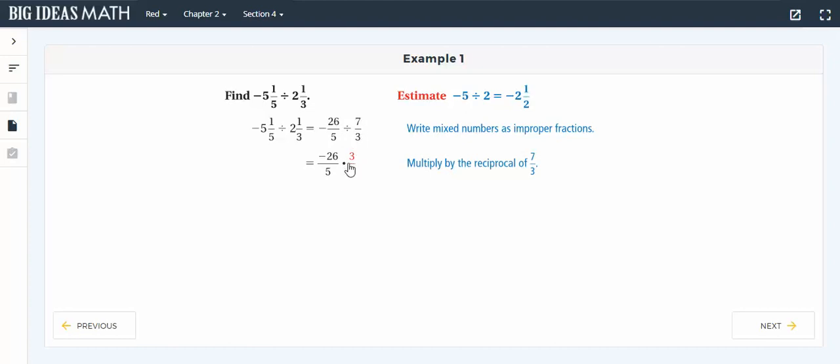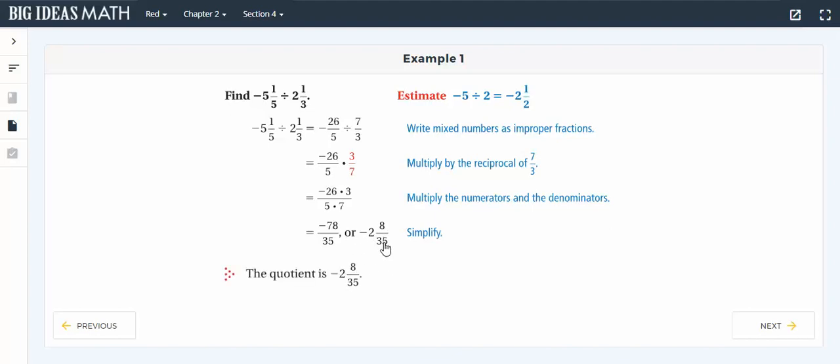Now, usually you could take a look at them and see if you could reduce early, but I'm not seeing that you can, with 7 and 5 and 3 all being prime. So we're done except for multiplying across. So 26 times 3 is 78, and 7 times 5 is 35. Being improper, we do have to change it back to a mixed number. So 35 goes in there twice for 70 with 8 left over. And I cannot divide these by 2, 3, or 5, so I am going to call myself finished on that one. A negative 2 and 8/35, because I have one positive and one negative.